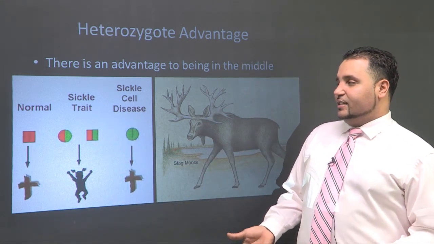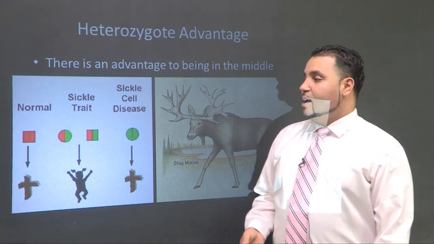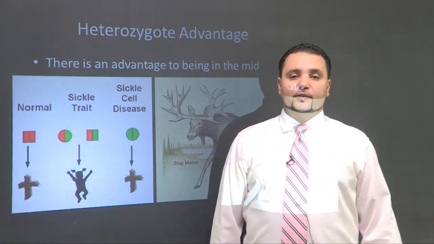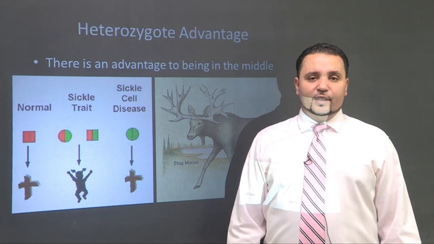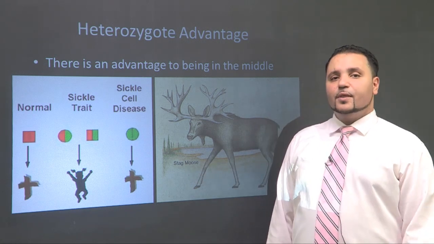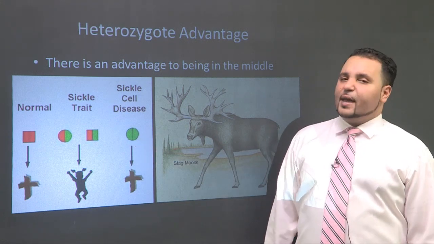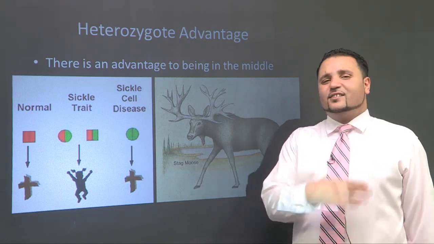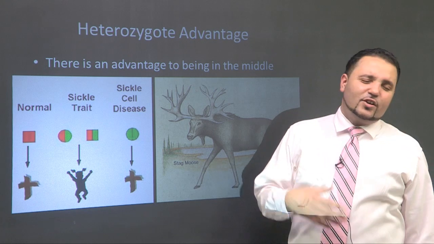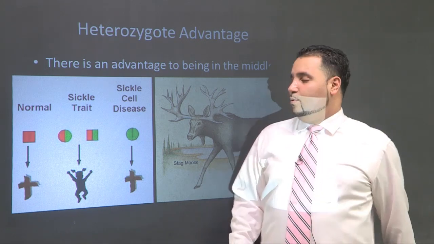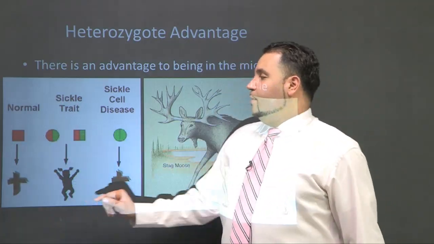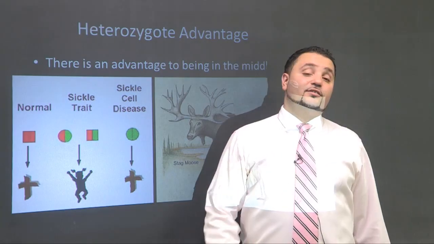Take sickle cell disease, for example, sickle cell anemia. If you have both normal alleles, you're going to die from malaria, which is caused by the Plasmodium protist. Okay, sickle cell disease would be where you get both bad alleles. You don't want that either. You get the sickle cell disease, you have poor circulation, you'll be fatigued, not cool. But if you have one normal and one sickle cell, you get the best of both worlds.